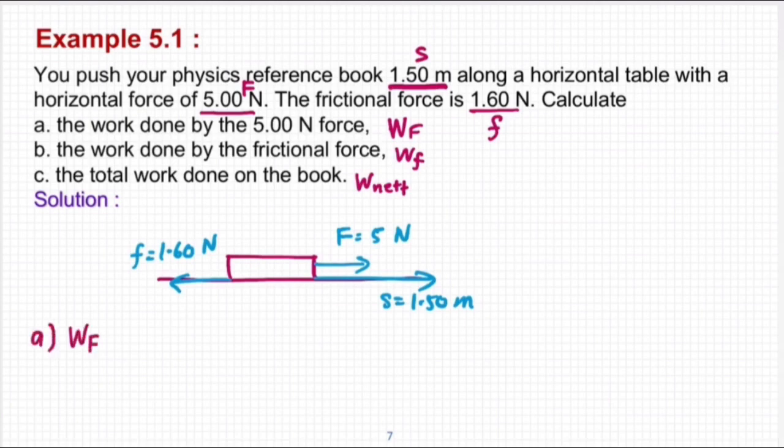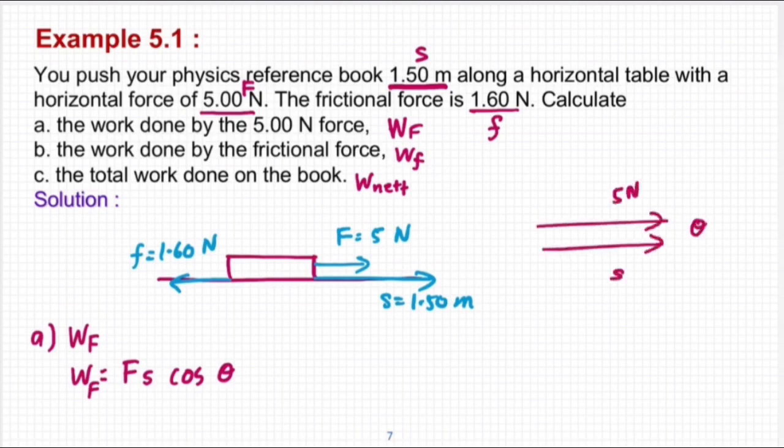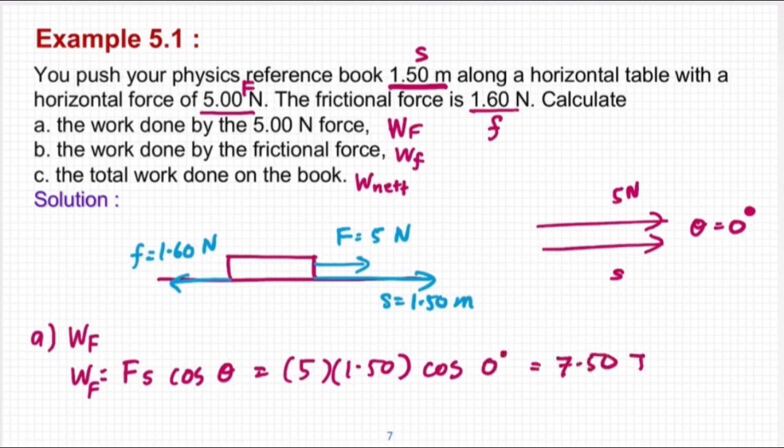So to find the work done, we can use the formula of work, which is Fs cos theta. And then theta is the angle between the 5 Newton force and also the displacement. The 5 Newton force is to the right and displacement is also in the same direction. So the angle between them is 0 degree. And then substitute in all the values into the equation, and you will get the final answer, 7.50 joule.